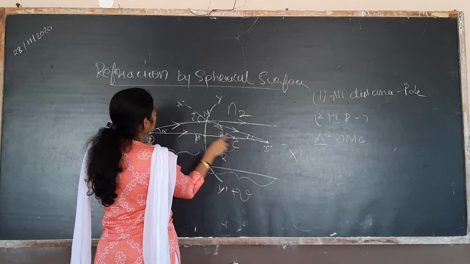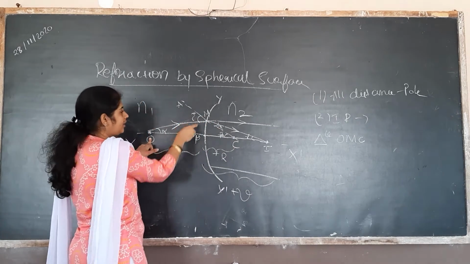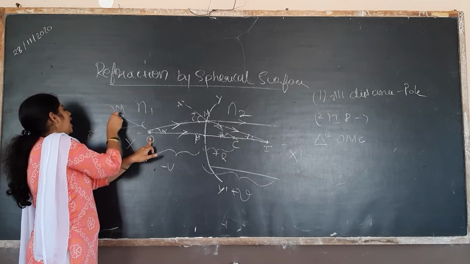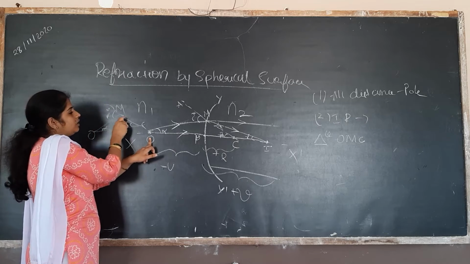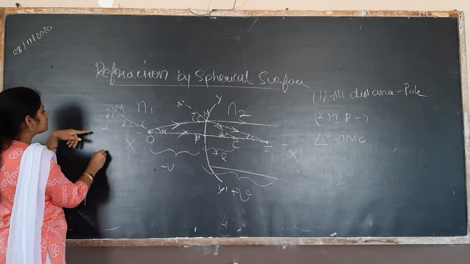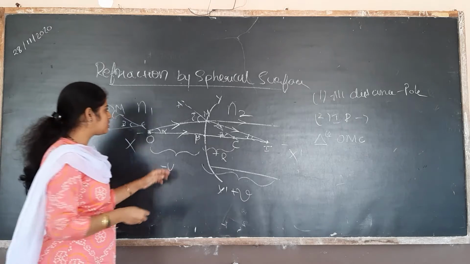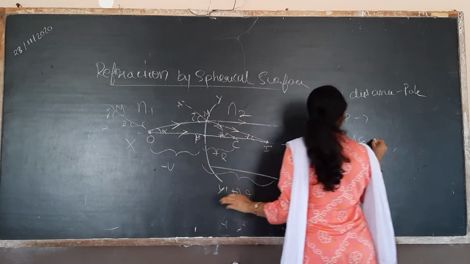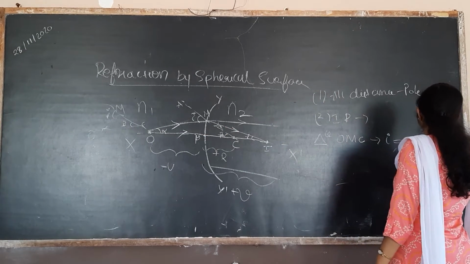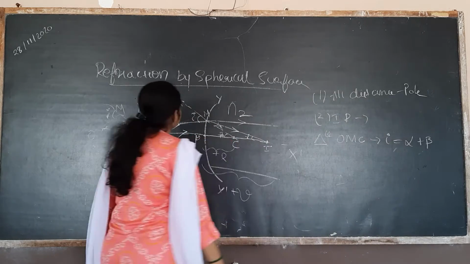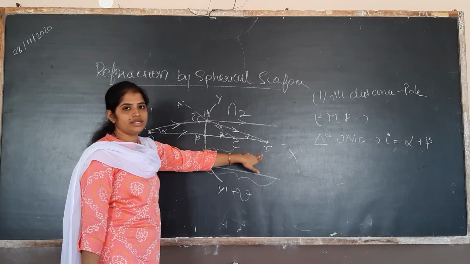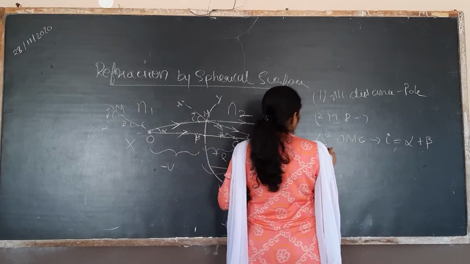In triangle OMC, angle i is the exterior angle. Here angle i is there, here alpha is there, here beta is there. The exterior angle is the sum of the opposite interior angles. So i is equal to alpha plus beta. Next, consider triangle CMI.